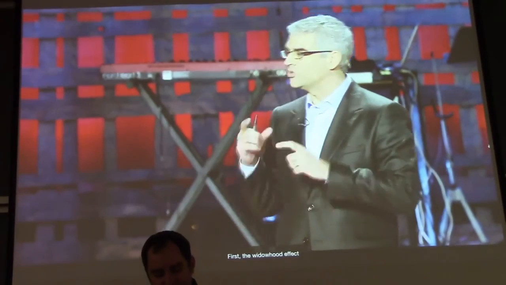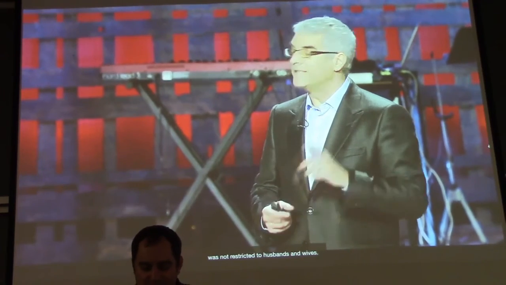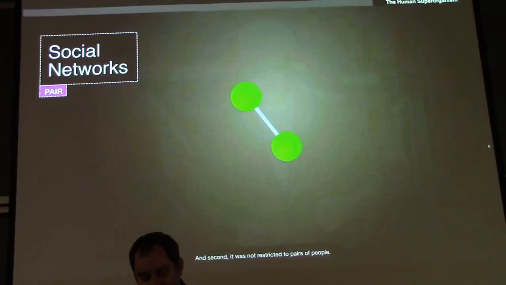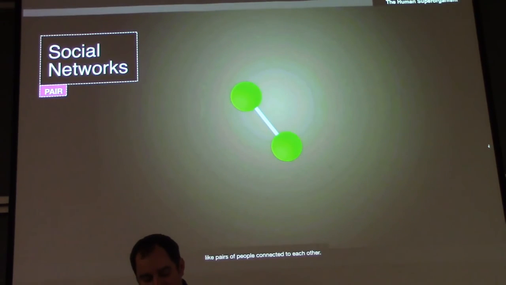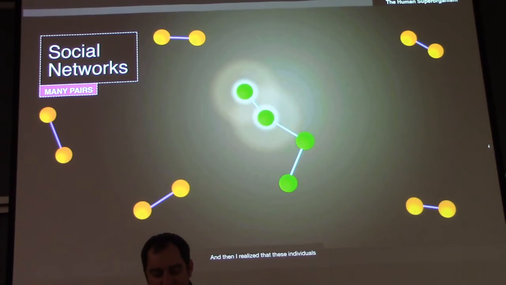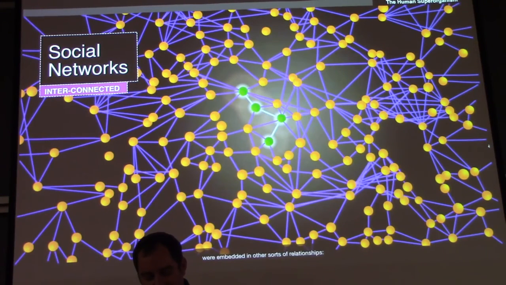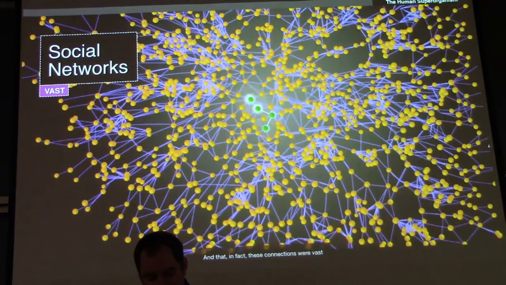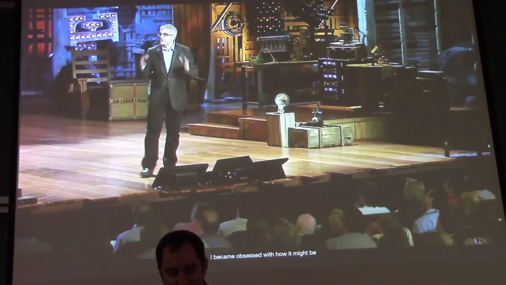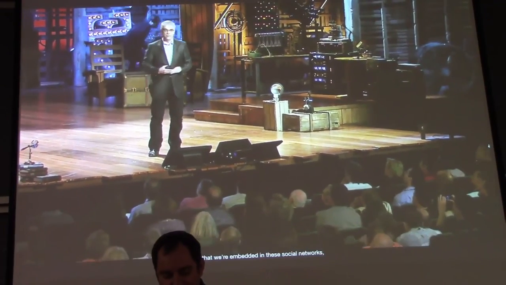First, the widowhood effect was not restricted to husbands and wives. And second, it was not restricted to pairs of people. And I started to see the world in a whole new way, like pairs of people connected to each other. And then I realized that these individuals would be connected into foursomes with other pairs of people nearby. And that in fact, these people were embedded in other sorts of relationships, marriage and spousal and friendship and other sorts of ties. And that in fact, these connections were vast. And that we were all embedded in this broad set of connections with each other. So I started to see the world in a completely new way, and I became obsessed with this. I became obsessed with how it might be that we're embedded in these social networks and how they affect our lives.